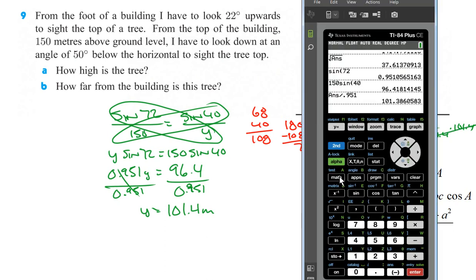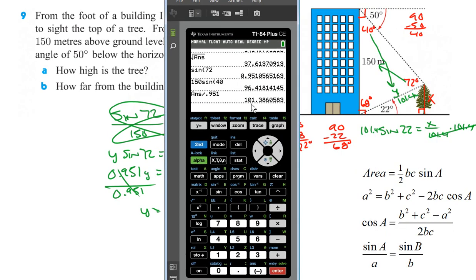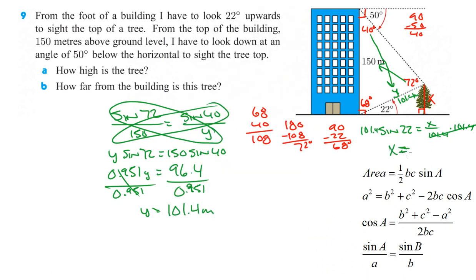And we're in business. So we call this 101.4, which we already have in there. So we just do times sine of 22. There we go. And we get 37.97, so we'll call that 38. It is about 38.0 meters tall for the tree. 38 meters. Now part B says how far from the building is this tree?